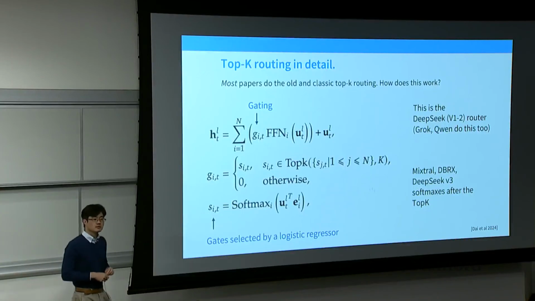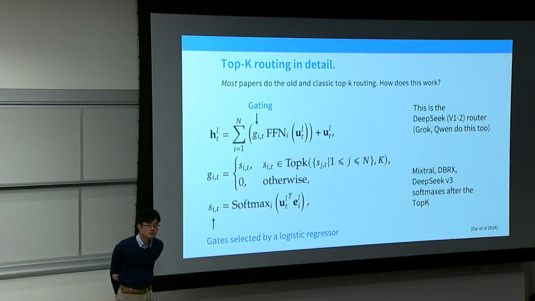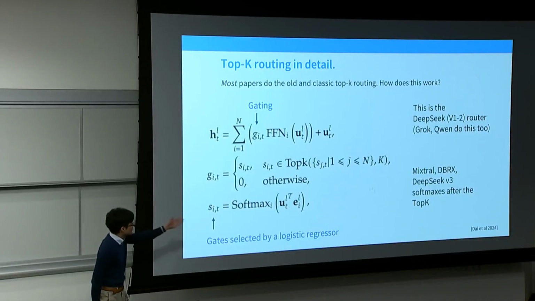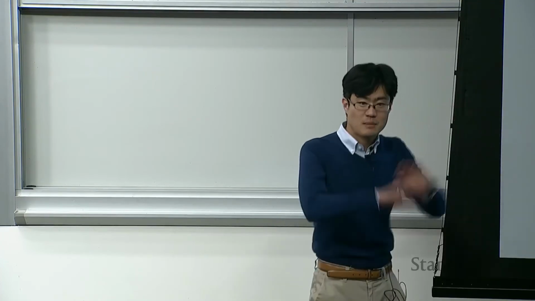Yes? I was wondering how the E vector here relates to the weights of the feed forward network. Okay, so the question was whether and how the E vectors relate to the feed forward. They're not really tied in any way. Just think of the E's as parameters for the router. They're just separate objects from the FFN.